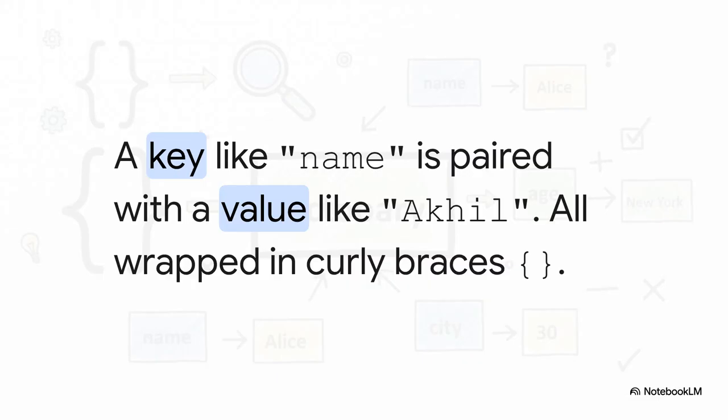Here's what it actually looks like in code. See? The key name points to the value Akil, and the key age points to 19. The whole thing is wrapped up in these curly braces. This simple little structure, it's the foundation for everything else we're about to do.